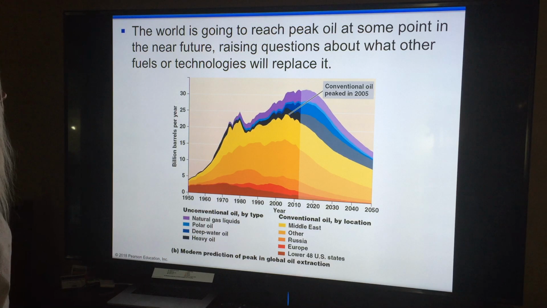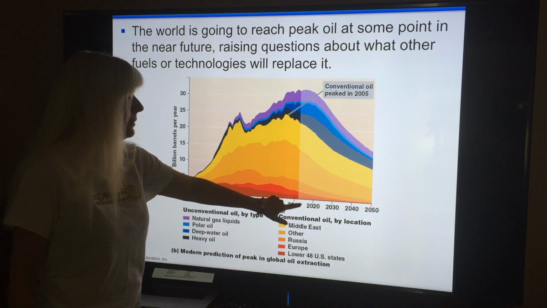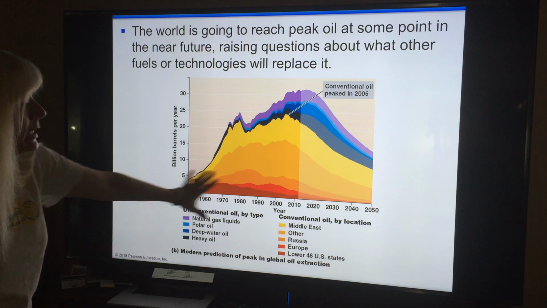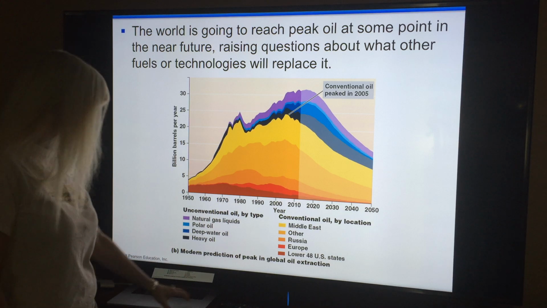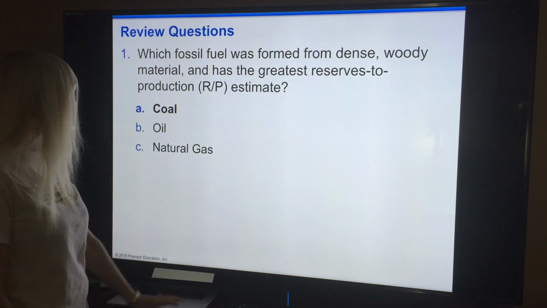Ooh, pretty graph. Okay, the world is going to reach its peak sometime soon. Look, they have us here. Okay, I don't know, maybe we're close. Just work with it, because you're not going to need to know the numbers. Once again, reading the graph. So there we go. You can read the questions on your own time.